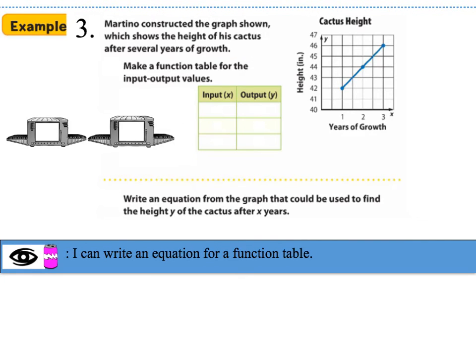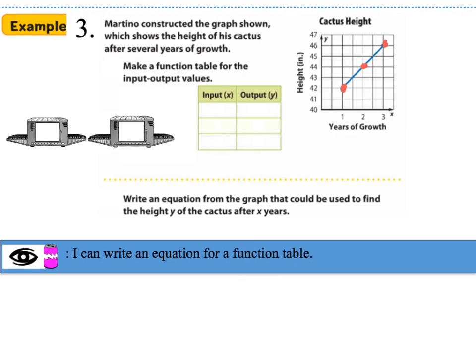Example 3 says Mario constructed the graph shown, which shows the height of his cactus after several years of growth. So according to this graph, after 1 year of growth, the cactus was 42 inches tall. After 2 years, the cactus was 44 inches tall. And after 3 years, the cactus was 46 inches tall. So let's make a function table for the input and output values. Our input would be everything on the x-axis, and the output would be everything on the y-axis.